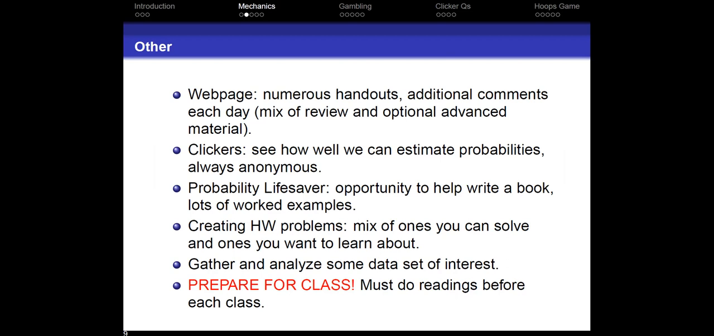The Probability Lifesaver, the textbook for the course, has already been written, but there's been a lot of positive feedback, and a lot of people have been asking for a solution key. If people are interested in writing a solution key for the book, we can divide this work among the whole class. I'll happily work with you either on just a bunch of problems, or all the problems, or all the problems for certain chapters.